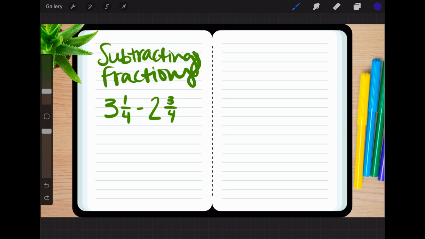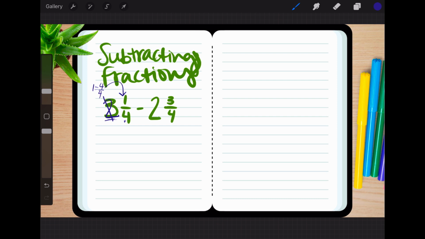So what I'm going to do is take a whole from my 3 wholes. I know I have 3 wholes. I'm going to take one out, and that's going to become 2 wholes. That one whole that I just took out, really, that could be 4/4 because 4/4 is equal to 1 whole. And I'm working with fourths. That's why I keep it fourths, okay?